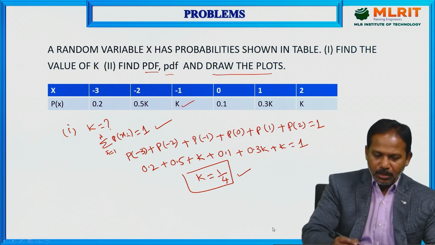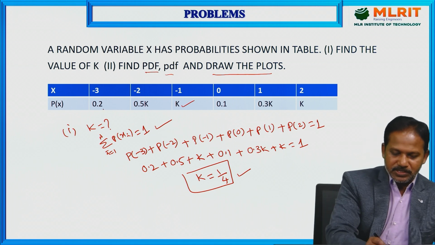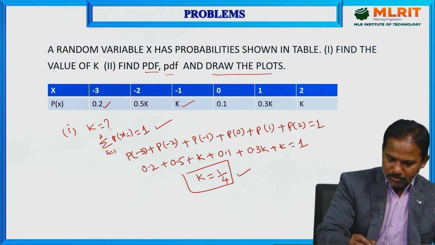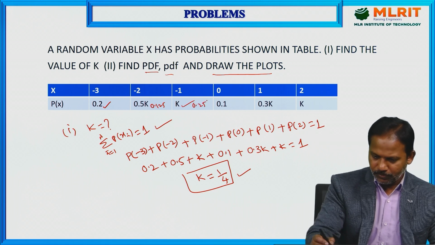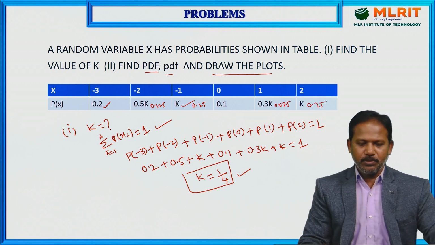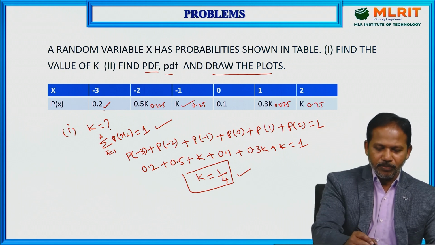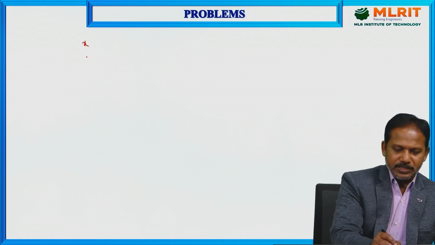Next, I need to simplify my table. That is 0.2, 0.5 into 1 by 4, that is 0.125. This is 0.25, and 0.3k, so this is 0.075, and k is 0.25. Now I already know all these values: the value at minus 3 is 0.2, the value at minus 2 is 0.125. I want to write them as X and P of X.